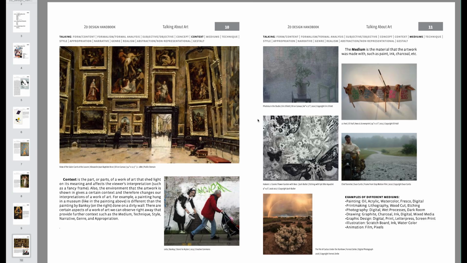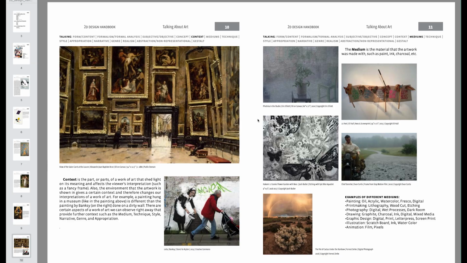Context is important as well. Context is the part or parts of a work of art that shed light on its meaning and affect the viewer's interpretation, such as a fancy frame versus a painting on a brick wall. Also, the environment that the artwork is shown in gives a certain context and therefore changes our interpretations of the artwork. For example, a painting hung in a museum, like the painting above, is different from the painting by Banksy on the lower right, done on a dirty wall.